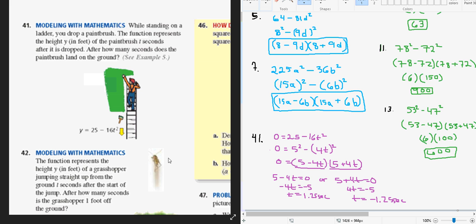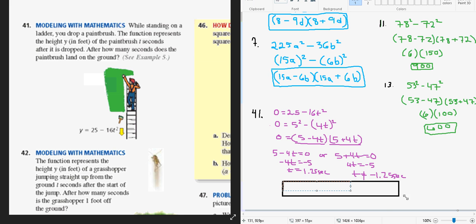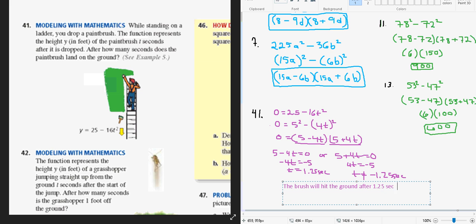So you can't have negative time. This is what's called an extraneous solution. It does not make sense for our given problem. So the only solution that would make sense is the 1.25 seconds. So that is what my answer is going to be. I'm going to write this in a sentence since it's a word problem. I will say the brush will hit the ground after 1.25 seconds. There we go.